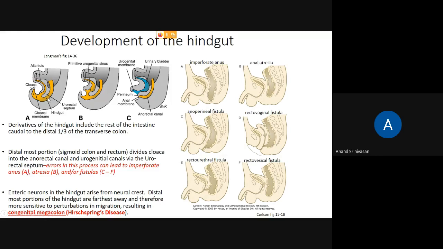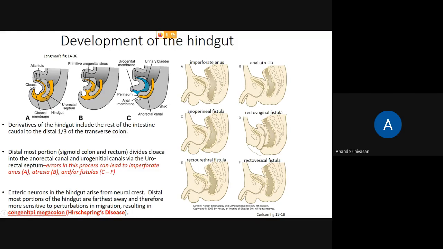So here you can see the hindgut, the allantois, and here you can see the urorectal septum, and this is the cloaca, the cloacal membrane. Now this urorectal septum keeps on dividing. This is the genital tubercle. The urorectal septum finally divides the entire cloacal membrane, forming the anterior urogenital membrane and the posterior anal membrane.